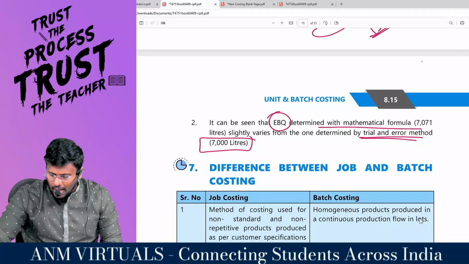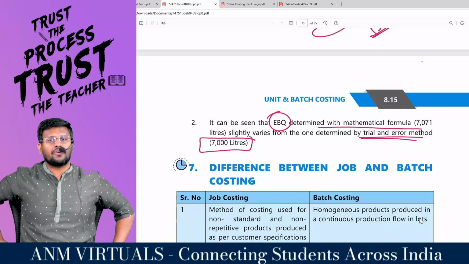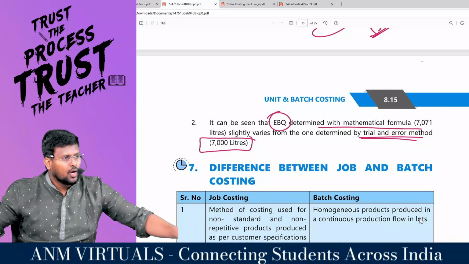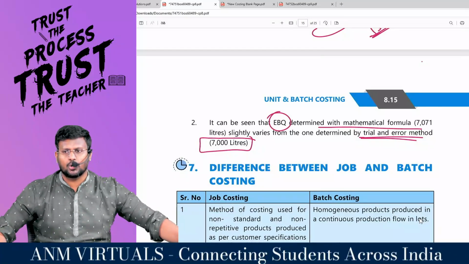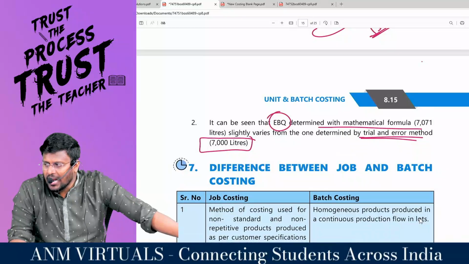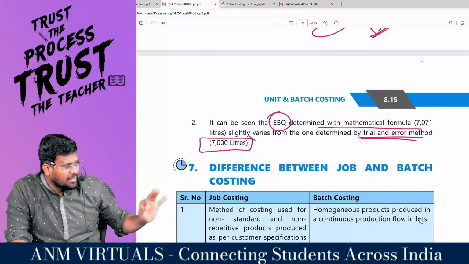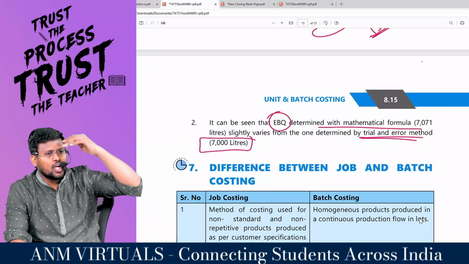So, this is the use of batch costing, my dear lovable students. This is a 5-mark area for examination. You may get a unit costing, very simple question, or you may get a batch costing question on economic batch quantity, which is root of 2AB divided by C. 2 stands for 2, A stands for annual demand, B stands for batch cost, which is setup cost per batch, divided by carrying cost per unit per annum.